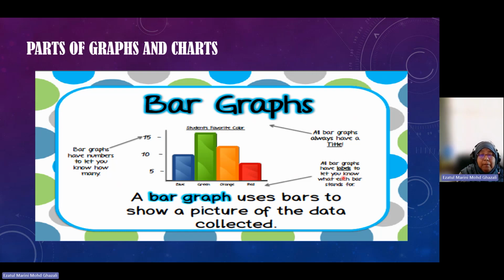And all bar graphs have labels to let you know what each bar stands for. Same goes with line graph and also pie chart. And then it has numbers, the scale. All right. A bar graph uses bars to show a picture of the data collected. All right. Okay.